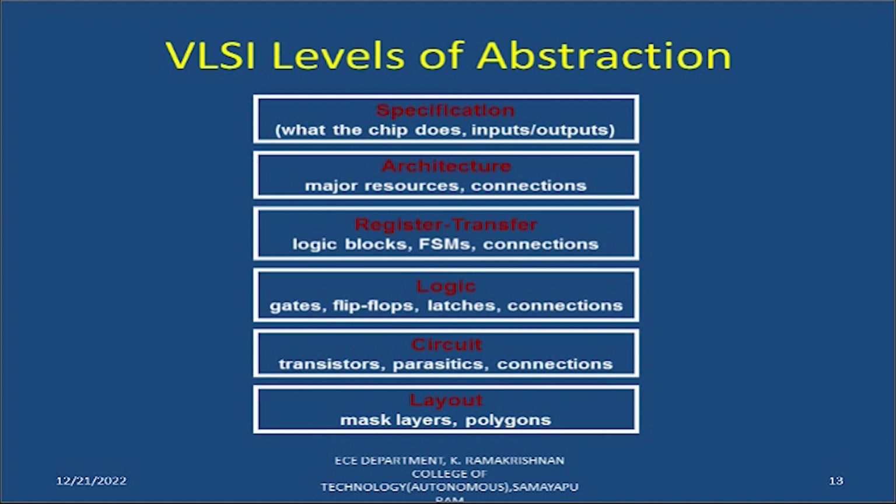One is the specification, the second is the architecture, the third is the register transfer level, the fourth is the logic, the fifth is the circuit, and the final one is the layout. From the layout alone we can get the final implementation of a chip. In the specification, we know what inputs and outputs are needed and what type of logic we need to evolve.